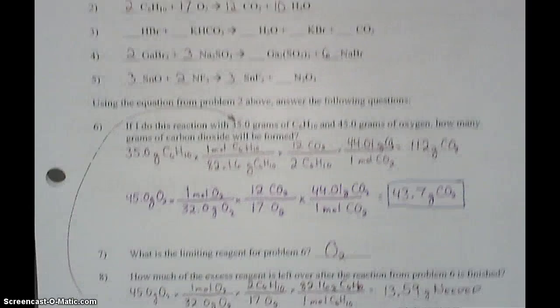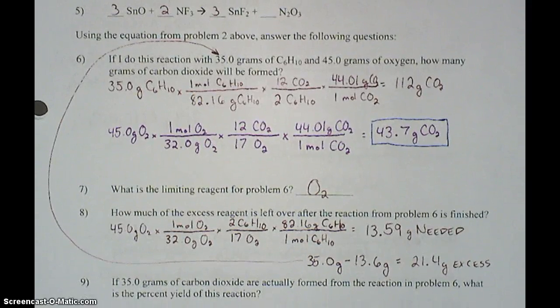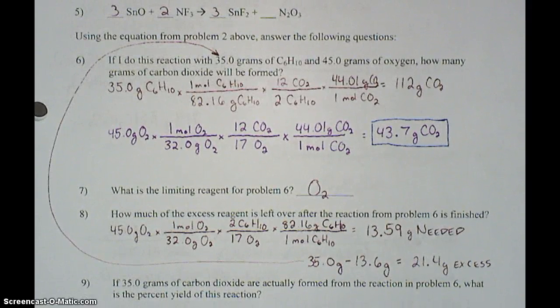In problem number 6, we're given 2 starting amounts. We're given 35 grams of C6H10 and 45 grams of oxygen. It's tough to know which of those 2 to start with when we're trying to figure out how many grams of carbon dioxide can be formed. This is a typical limiting and excess problem. What this means is we'll have to solve for the grams of carbon dioxide formed 2 times, once with each starting value. Whichever one gives us the lesser amount will be giving us the correct amount.